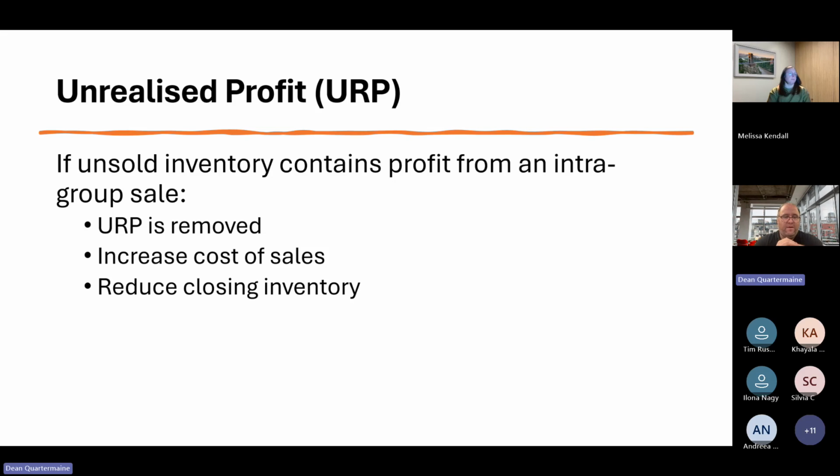So unrealised profit then. If unsold inventory contains profit from an intragroup sale, the unrealised profit is removed. And that's going to increase cost of sales and reduce the closing inventory.